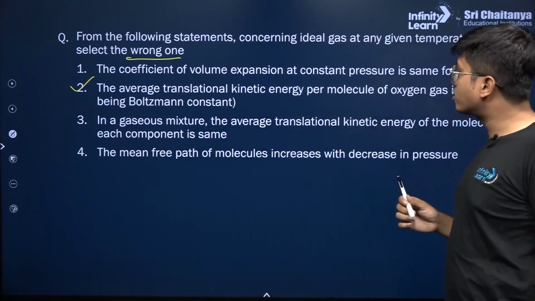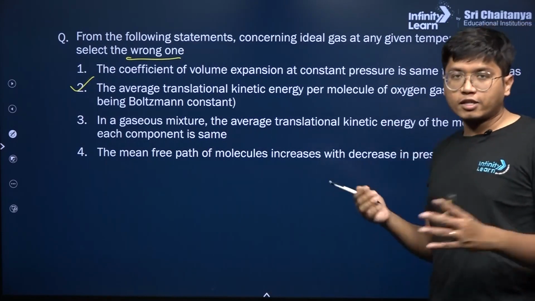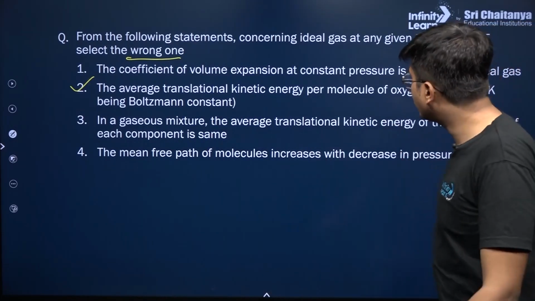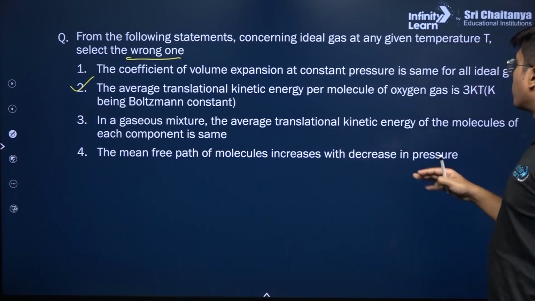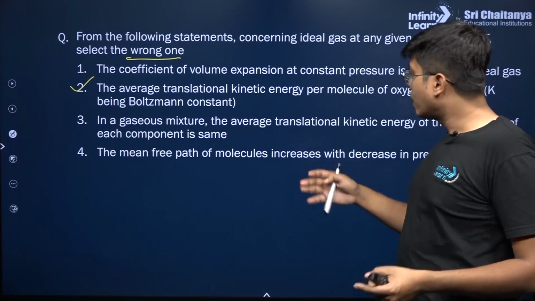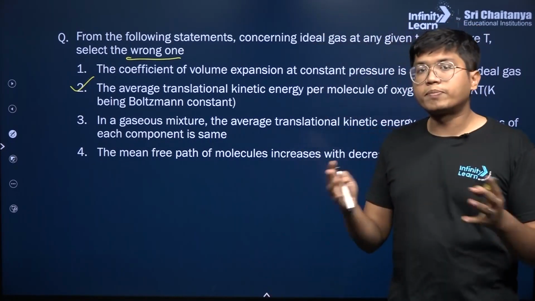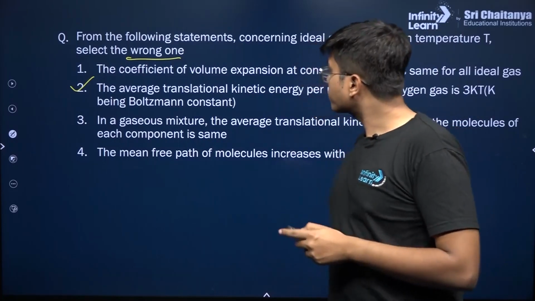Next, in gaseous mixture, average translational kinetic energy of the molecules of each component is same. That is true. That is the law of equipartition of energy. Next, the mean free path of molecules increases with decrease in pressure. Again, this is true because a decrease in pressure increases the volume. That is how the mean free path actually increases.